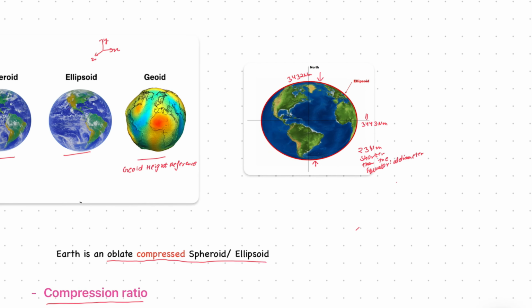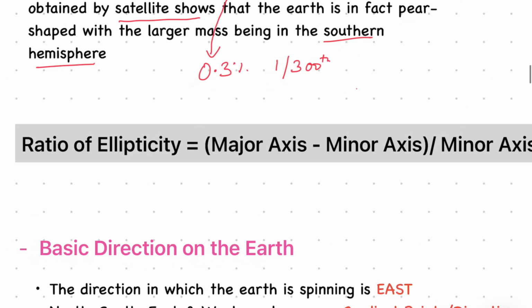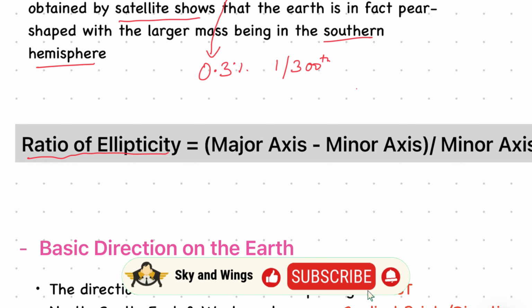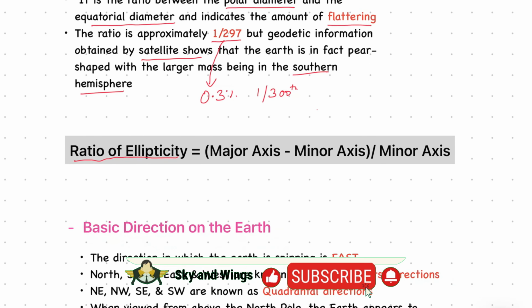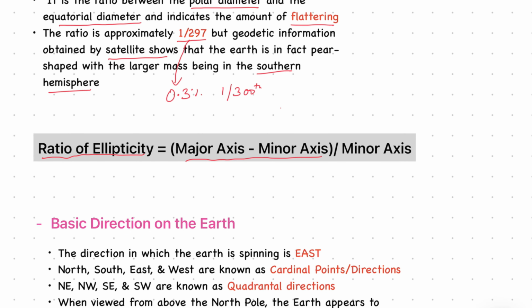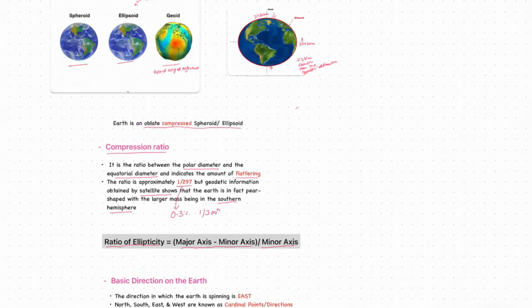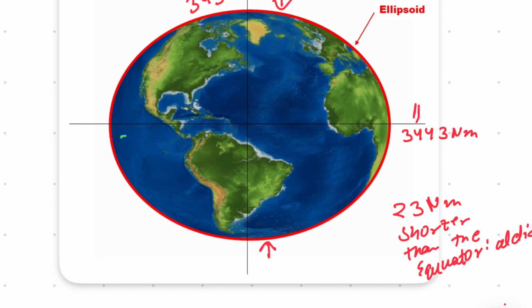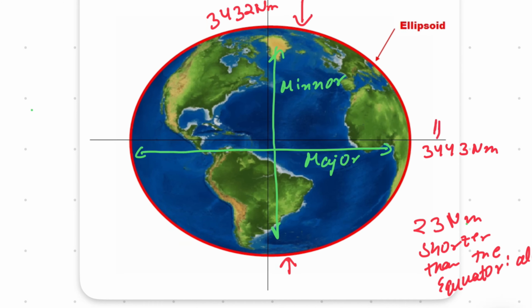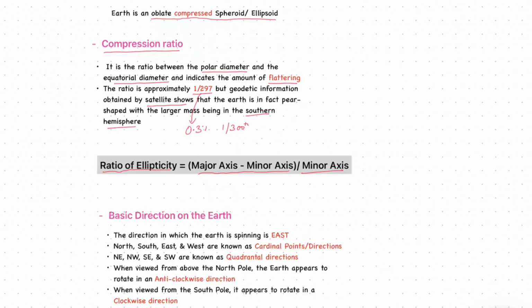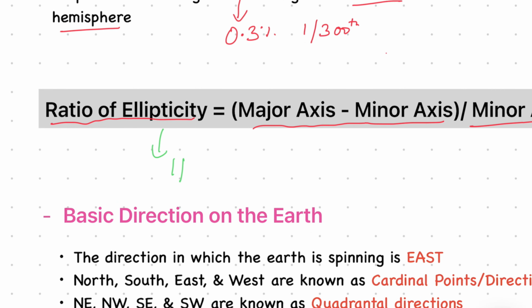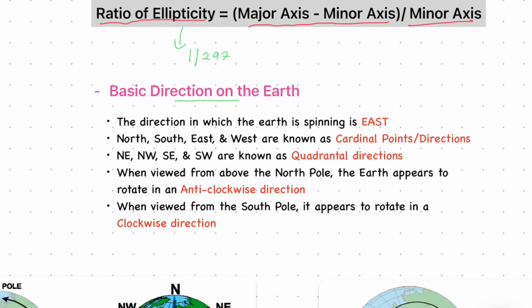So now we come to the ratio of ellipticity. What is this ratio of ellipticity? It is just a measurement of how much an ellipse deviates from a circle, defined as the major axis minus the minor axis, divided by the minor axis. The major axis is our longest chord and the minor axis is our shortest chord. And the value of our ratio of ellipticity is 1/297 or 1/300.